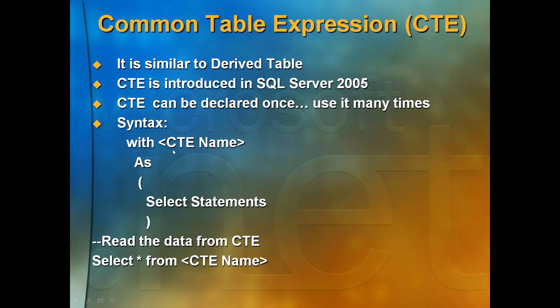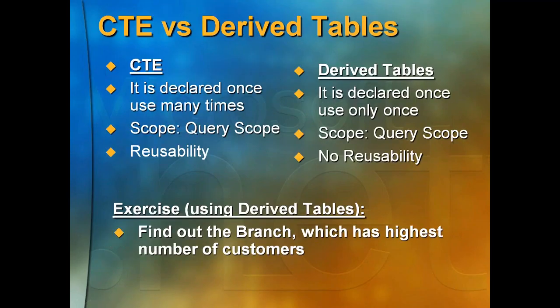Syntax: WITH CTE name AS select statement, and read the data from the CTE, select star from CTE name, and you can apply where clause, group by clause, joins, a lot of things you can do. So a CTE is declared once, used many times. A derived table is declared once, used only once, within the single query itself. Reusability will be there, no reusability. So let us understand these 2 points clearly.